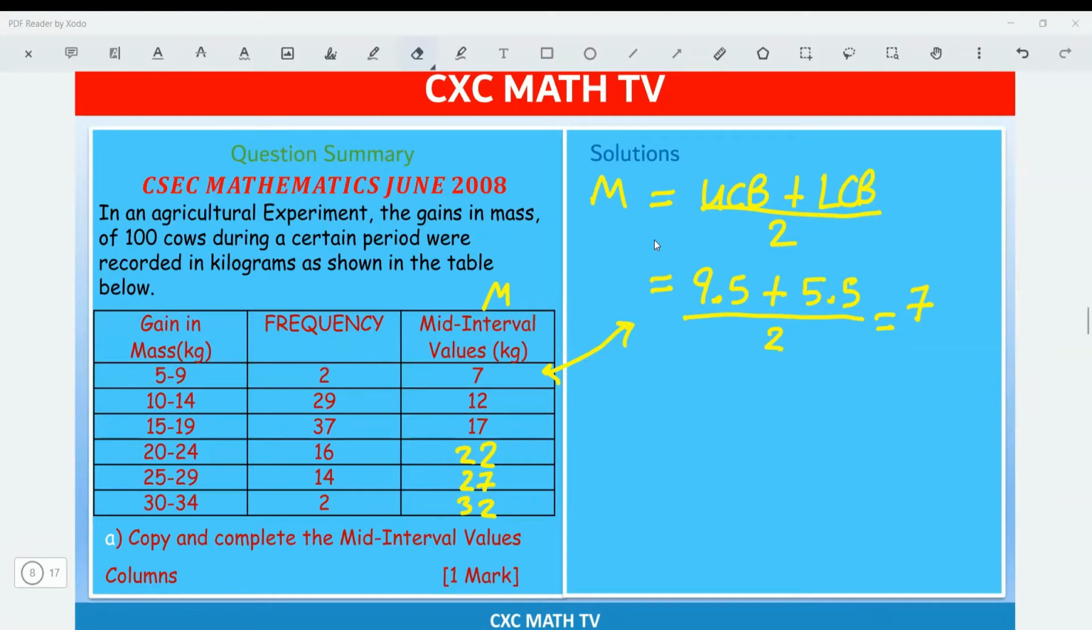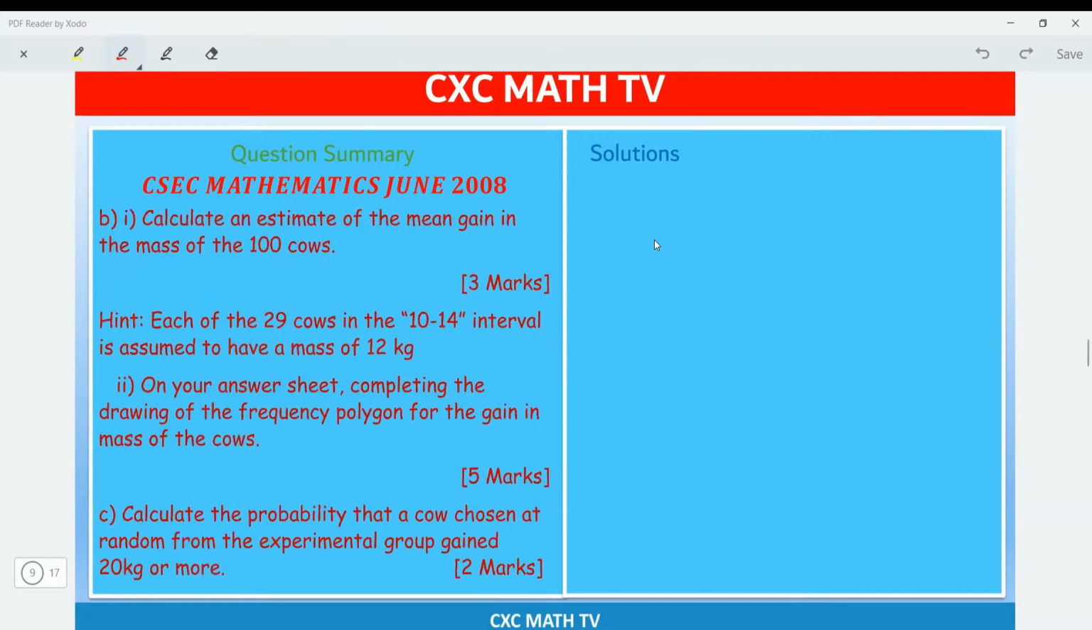All right, now that we've completed the table, let's proceed to the next part of the paper. It says calculate an estimate of the mean in the mass of the 100 cows. Now what we use as an estimate of the mean is bar X. And bar X is computed by this formula.